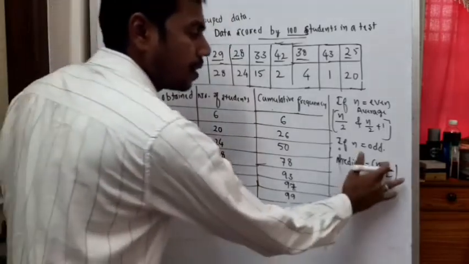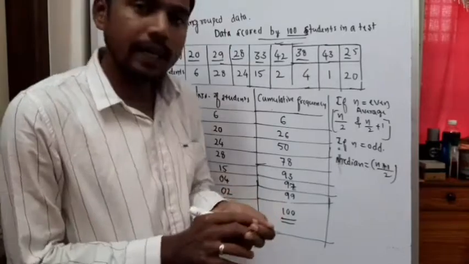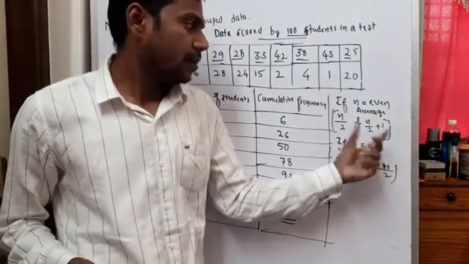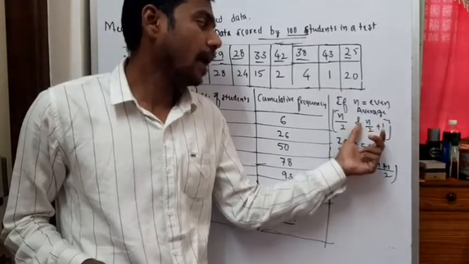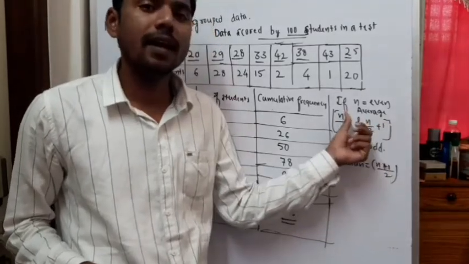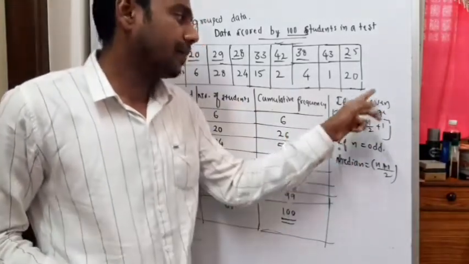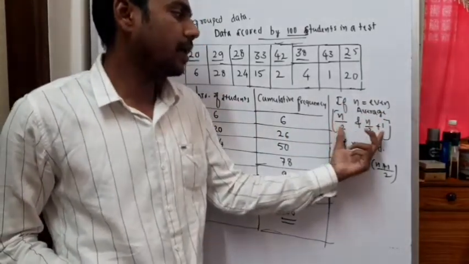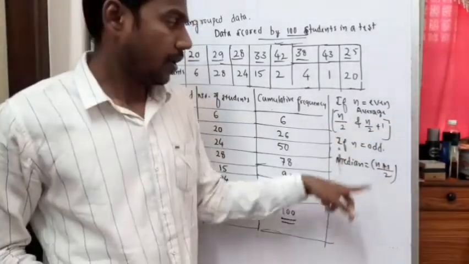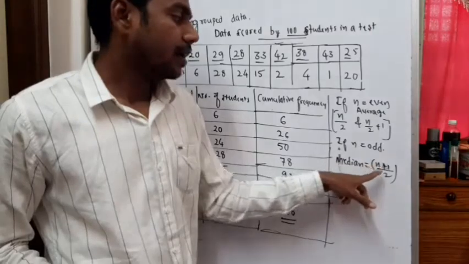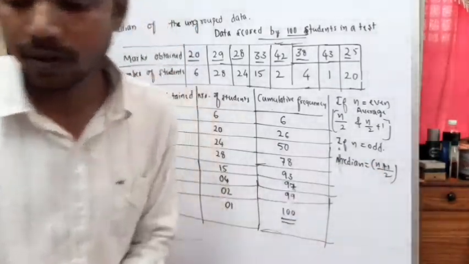See, if it is even, to find the median, take the average of n by 2 and n by 2 plus 1. What is n? N is nothing but the total frequency. If it is even, take the average of n by 2 and n by 2 plus 1. If n is odd, then the median will be equal to n plus 1 divided by 2.